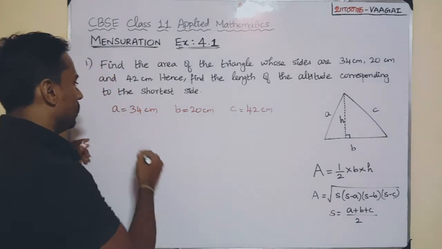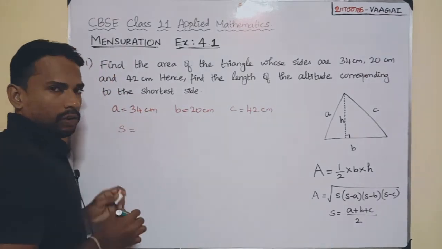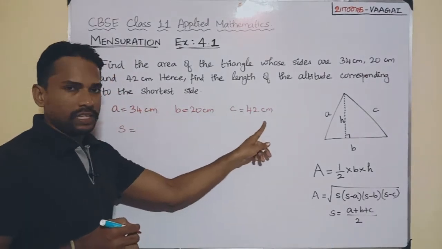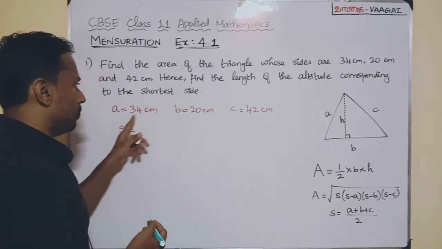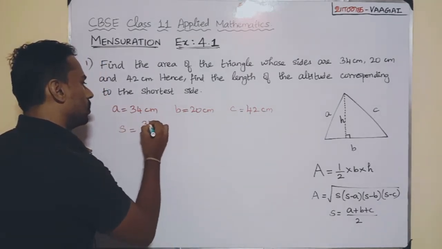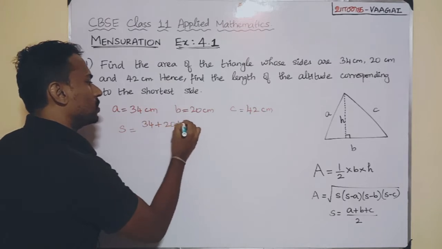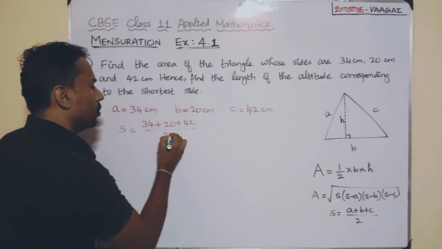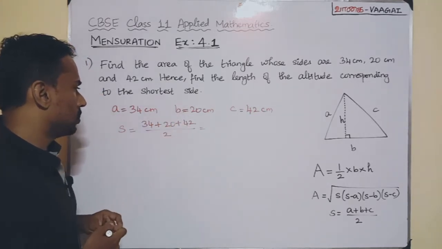So let's try to find the value of S now. S will be nothing but the sum of the three sides divided by 2, is it or not? So (A + B + C) / 2, which means I will have (34 + 20 + 42) / 2. So this will give you how much? Just add these numbers.